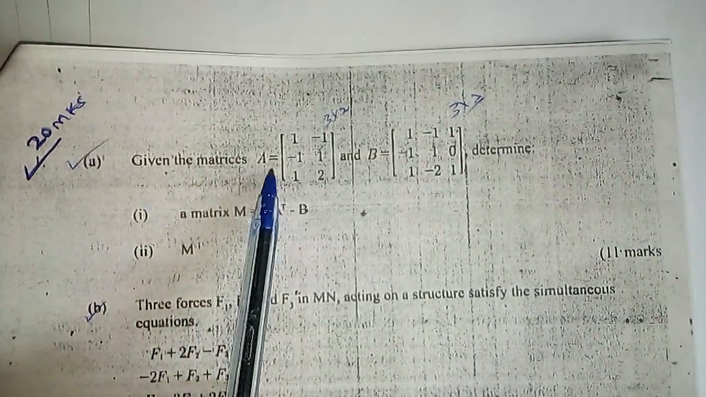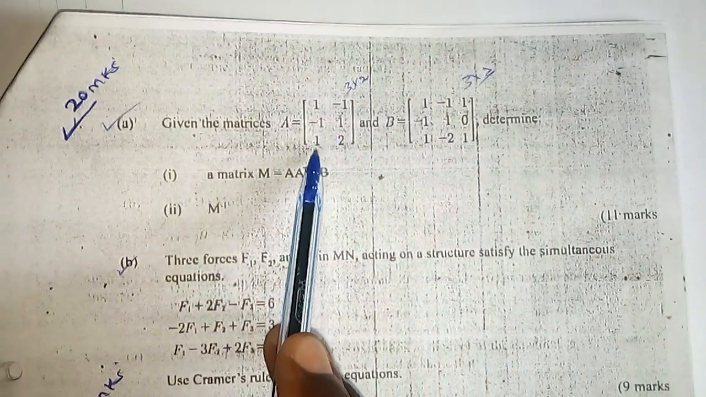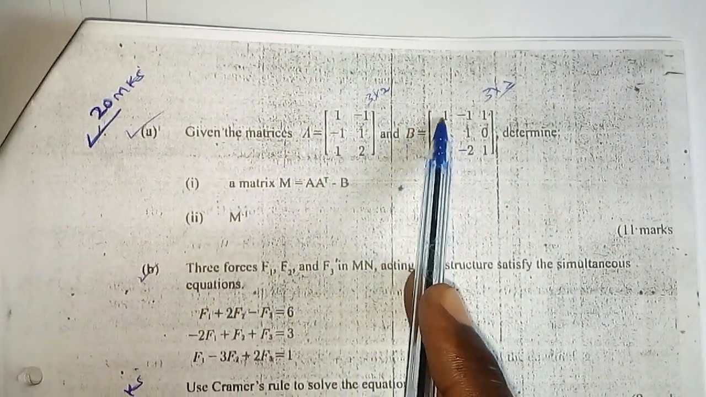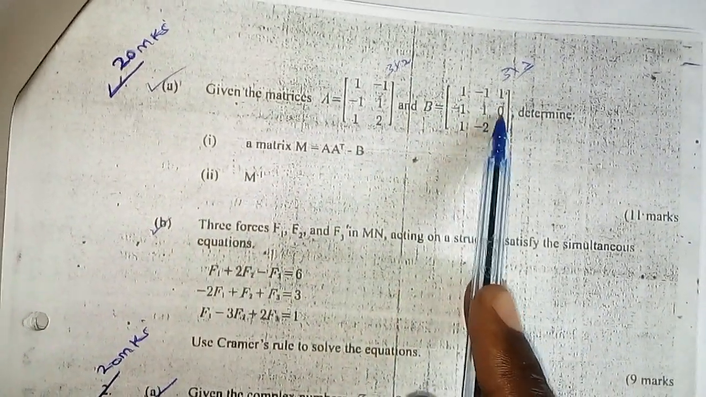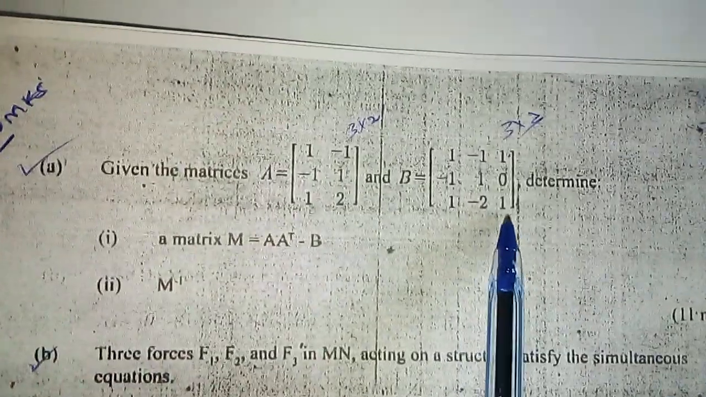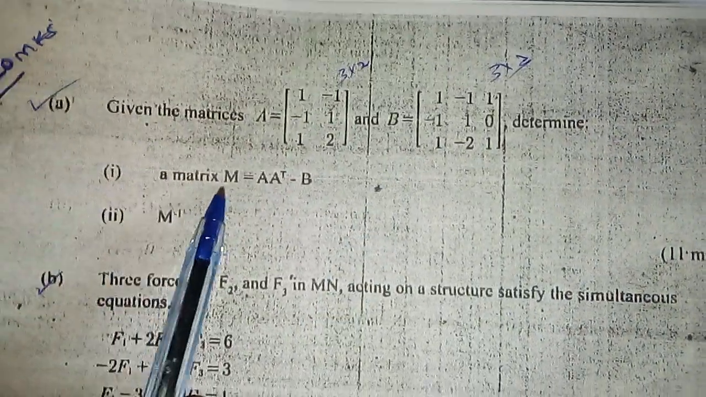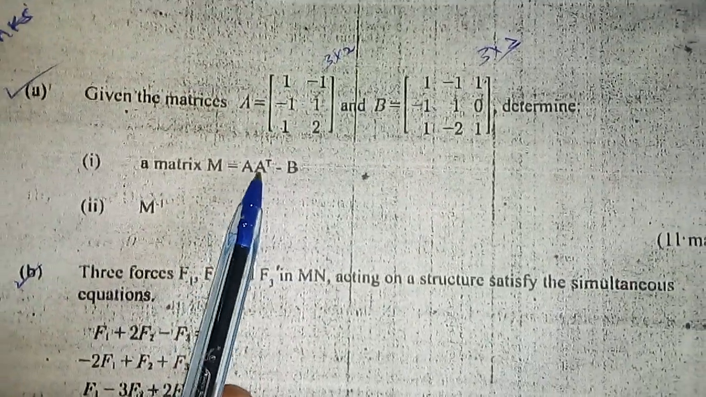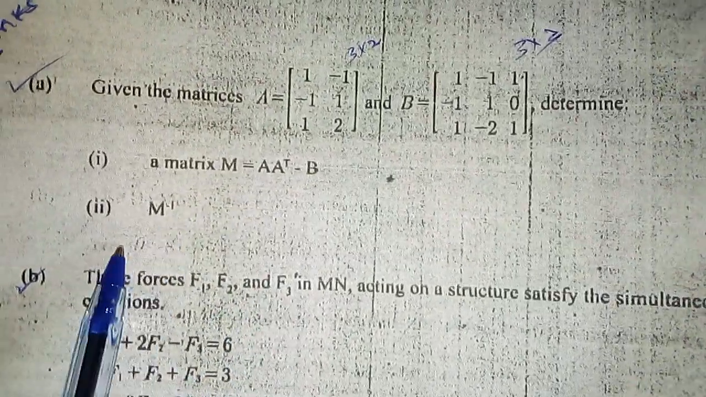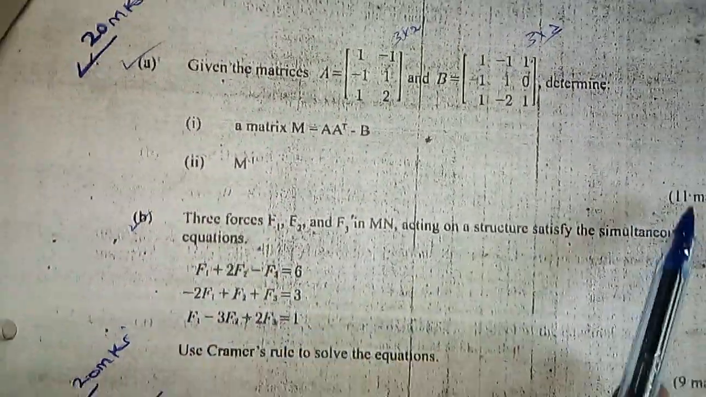Given the matrix A is equal to 1, -1, -1, 1, 1, 2, and B to be 1, -1, 1, -1, 1, 0, 1, -2, 1. You are required to determine, Roman 1, a matrix M, which is equal to A transpose minus B. Then Roman 2, we have M inverse. That is 11 marks. You can see it is 11 marks.